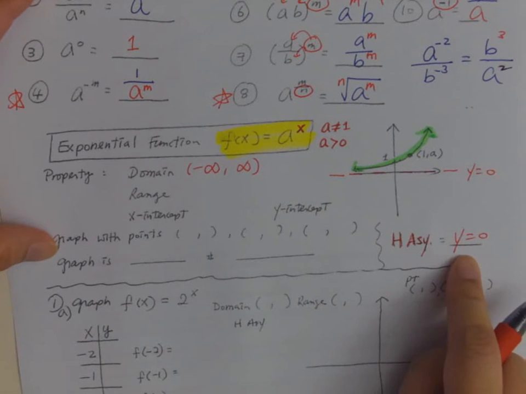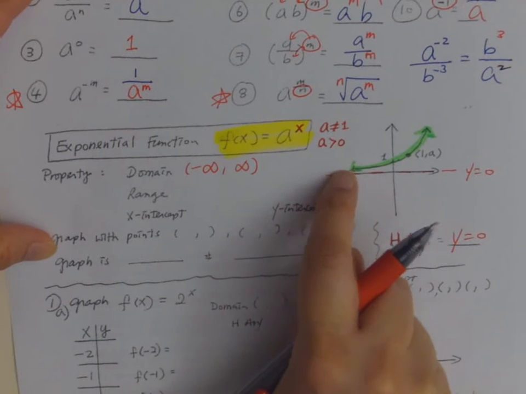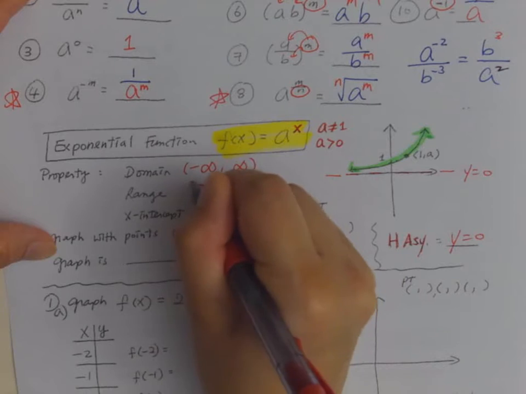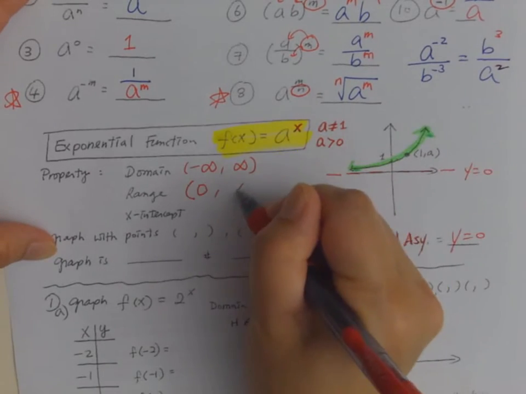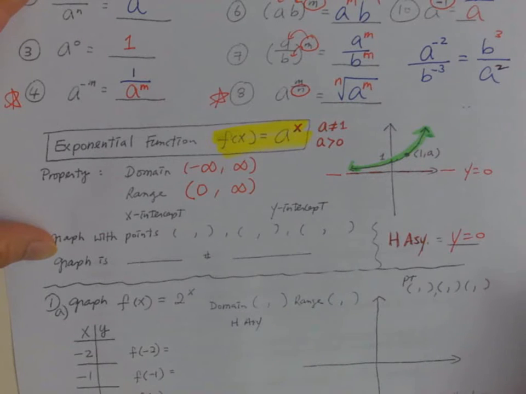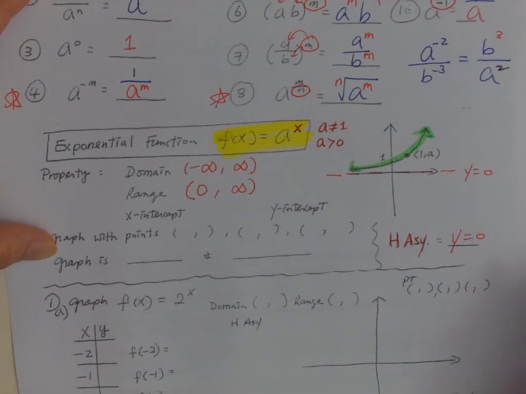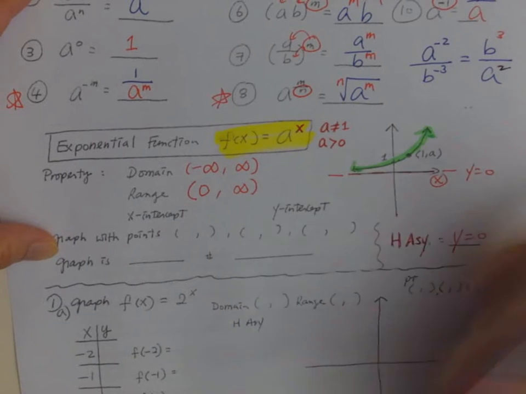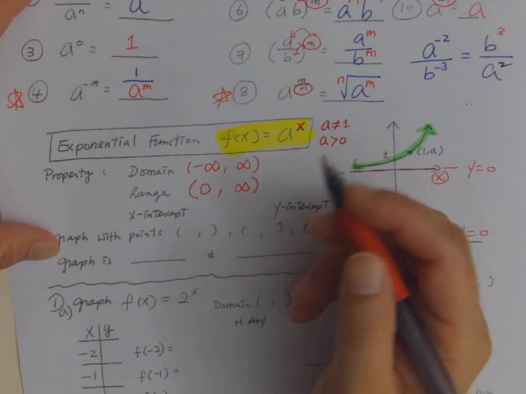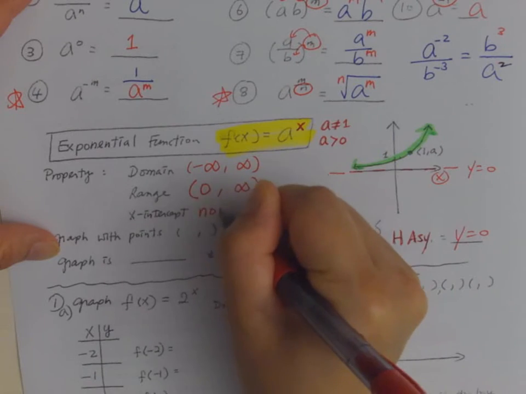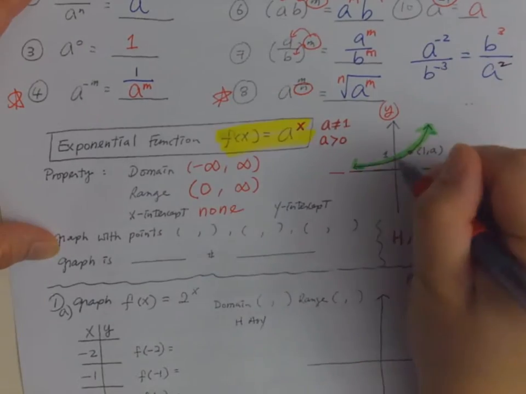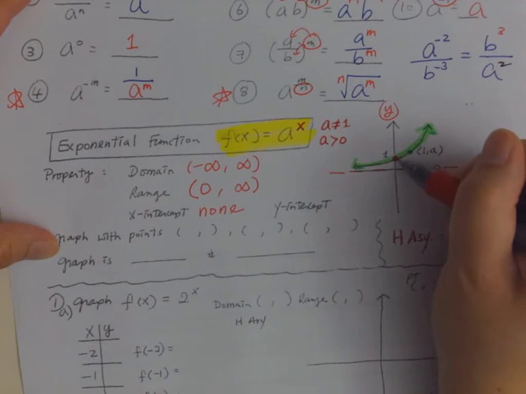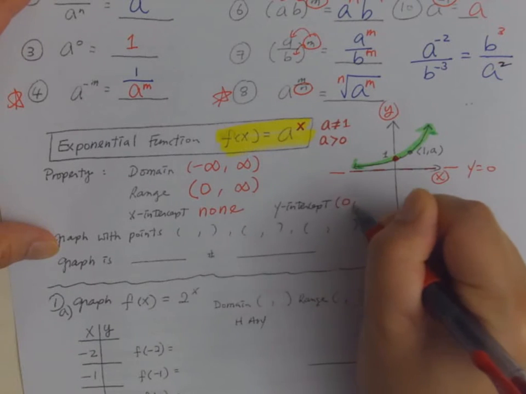If that's the case, it means y will get really close to 0 but never touch 0, so we use parentheses, and then it goes forever to the top, so it's positive infinity like that. Does it have an x-intercept? An x-intercept crosses the x-axis, right? Does it cross the x-axis at all? It doesn't look like it, so we don't have an x-intercept. Does it have a y-intercept? Does it cross the y-axis? It looks like it crosses here, which is y equals 1 when x equals 0, right? So it has a point (0, 1) here.